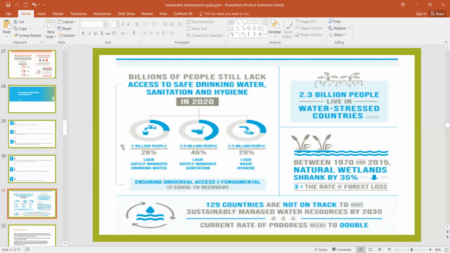But the statistics show billions of people still lack access to safe drinking water, sanitation, and hygiene. In 2020, 26% of people lacked safely managed drinking water, 46% lacked safely managed sanitation, and 29% lacked basic hygiene. 2.3 billion people live in water-stressed countries. Between 1970 and 2015, natural wetlands shrank by 35%. 129 countries are not on track to have sustainably managed water resources by 2030.